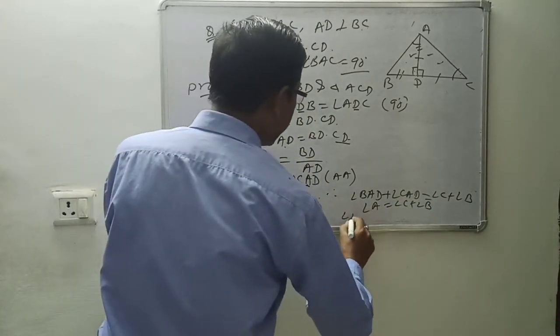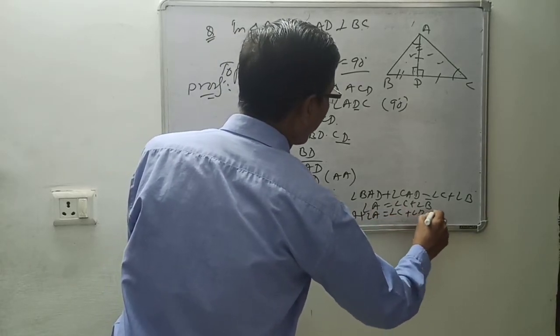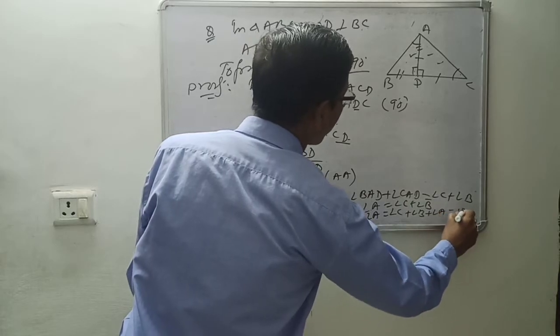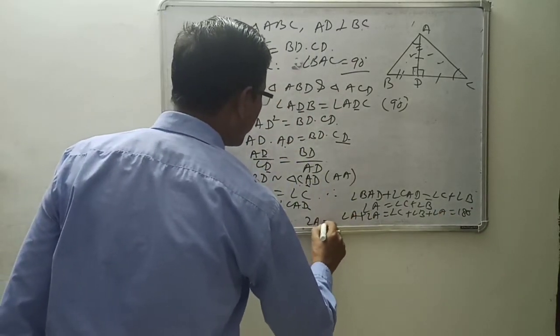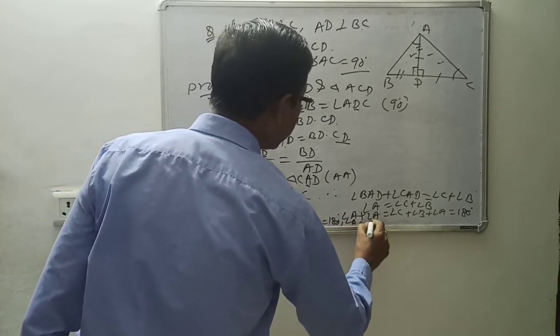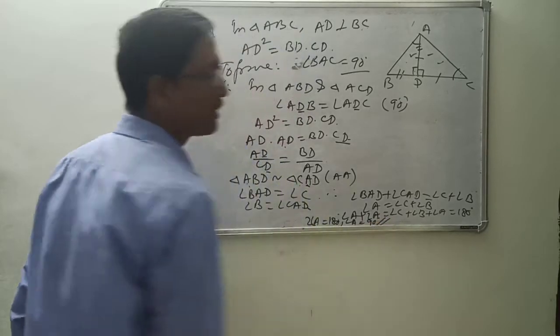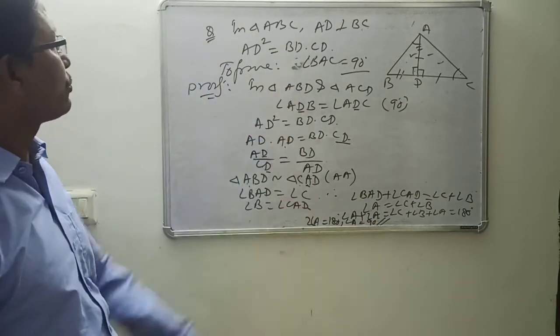Then if we add angle A with both sides, angle A, that is sum of the angles, 180 degrees. So twice angle A equal to 180 degrees, or you can say angle A equal to 90 degrees. Hence it is proved. Okay. So in this way we can go ahead.